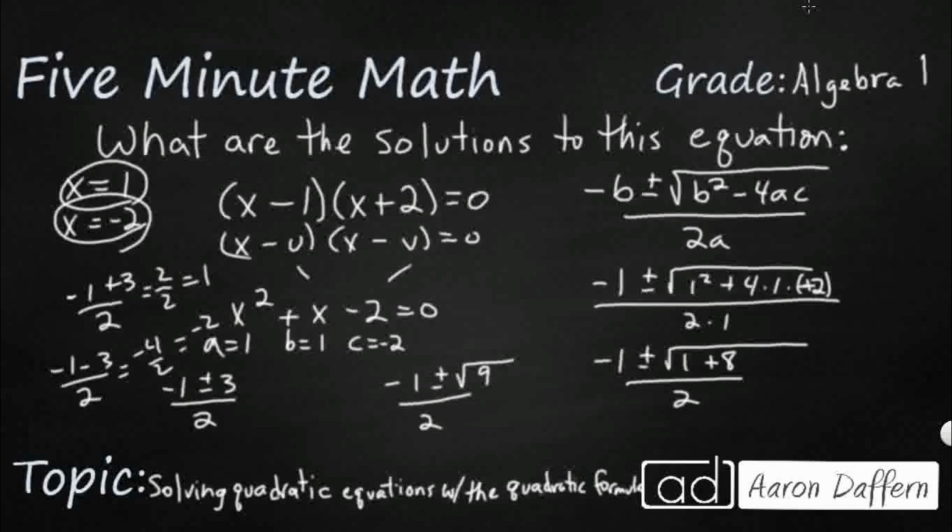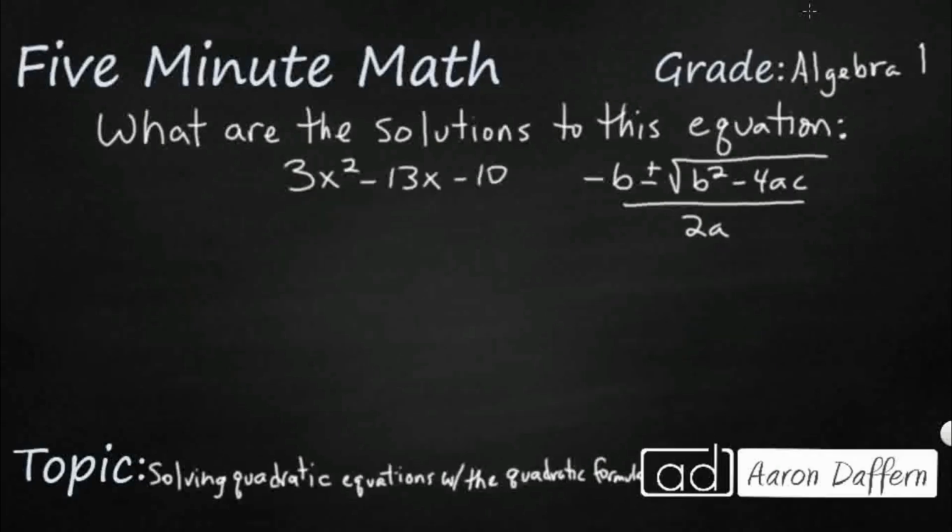Let's do it with a difficult one. When I say difficult, it's just difficult because sometimes the numbers get kind of big, but it's pretty straightforward here. So we've got this right here. We need to make sure we know our a's, b's, and c's. So a is that coefficient 3, b is going to equal negative 13, and then c is going to equal negative 10. But once you have that, it's pretty straightforward.